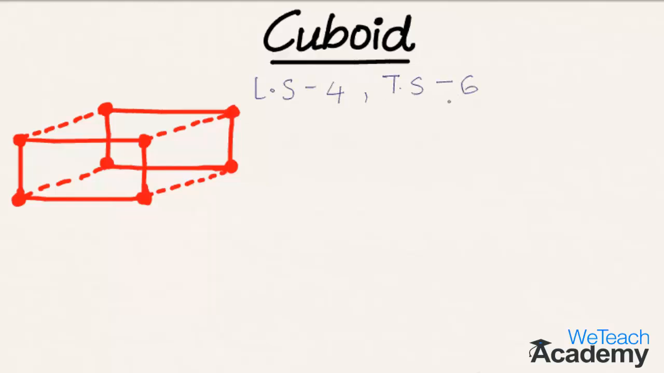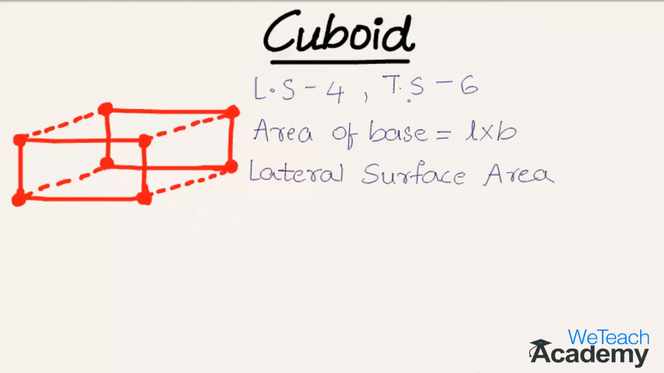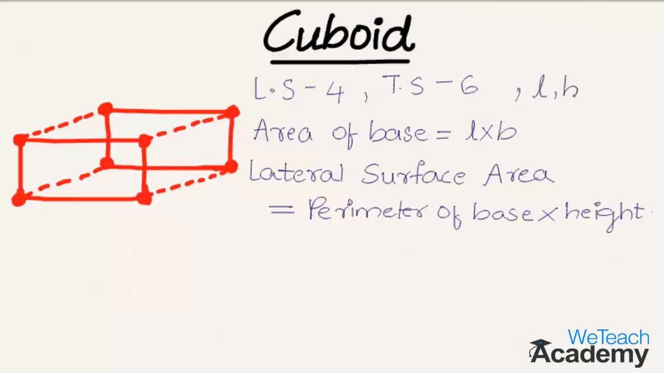Coming to the area of the base of the prism, here the base is in the form of a rectangle, and we already know that the area of a rectangle is given by the formula length into breadth. So the area of the base of a cuboid will be equal to L into B. Coming to the lateral surface area, the lateral surface area of a cuboid can be calculated by multiplying the perimeter of the base of the cuboid into its height. Here the cuboid includes length, breadth and height.